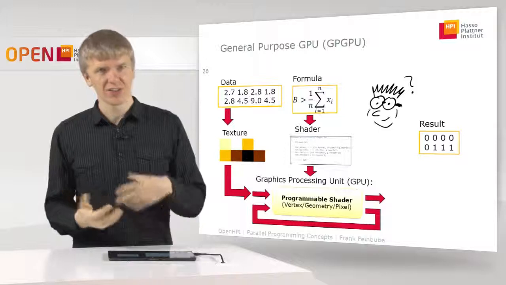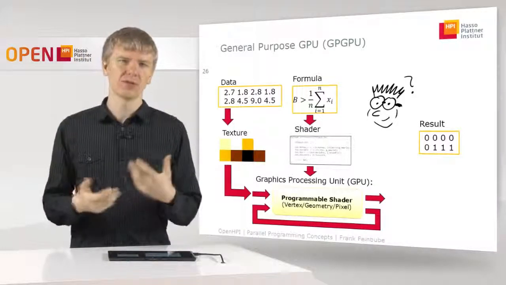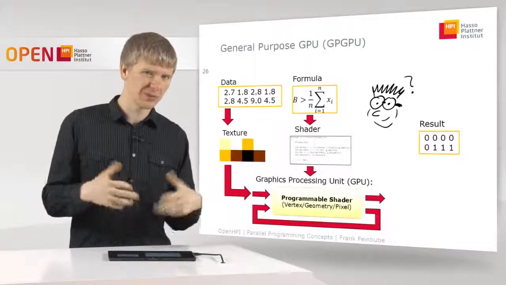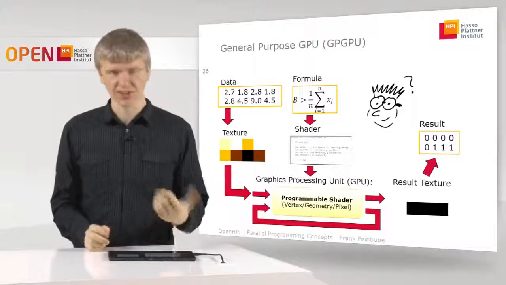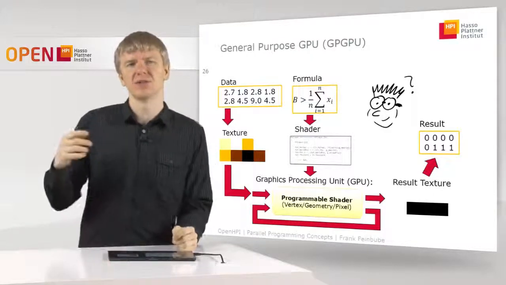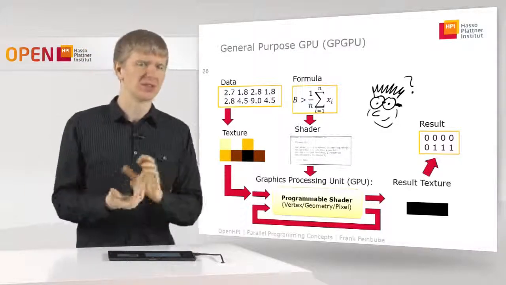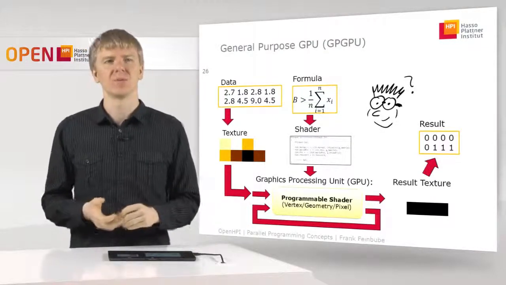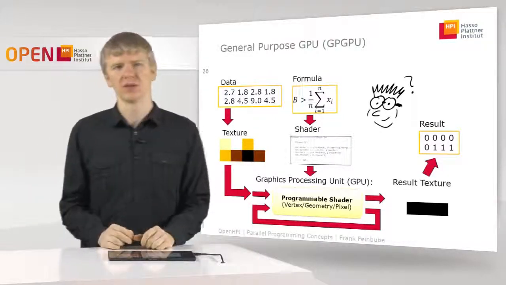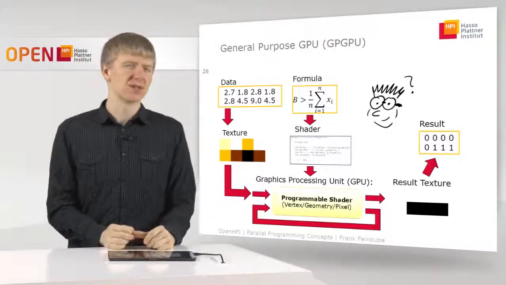And this mathematical formula was then executed as a shader on the GPU, on the texture. The result was a texture again. And then he had to look at the result texture and have this interpreted as result data in the end. So this was the way that people were using the GPUs because they were so super fast.